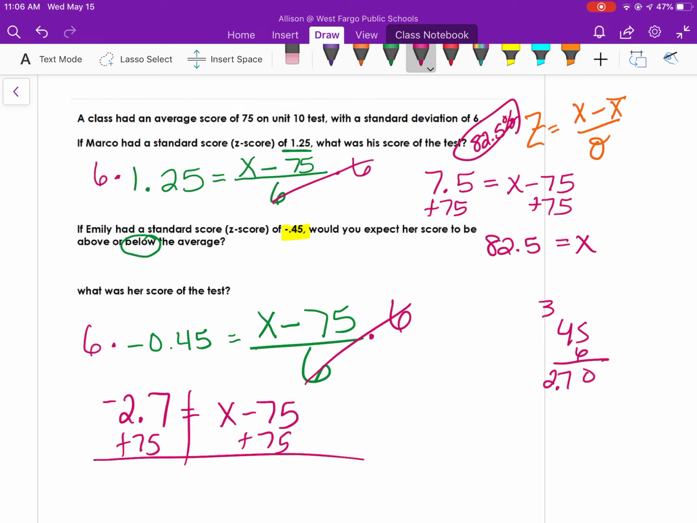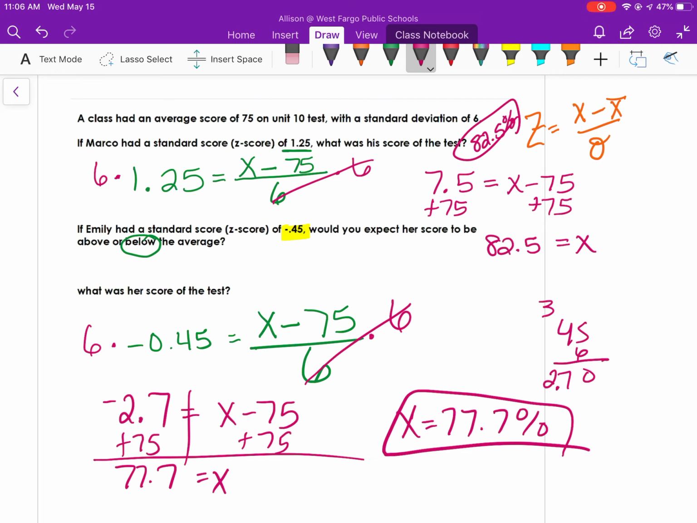You're going to get 77.7. So her score was 77.7 or 77.7%, or approximately 78%. If you have a nice teacher, they'd round that grade up for you.